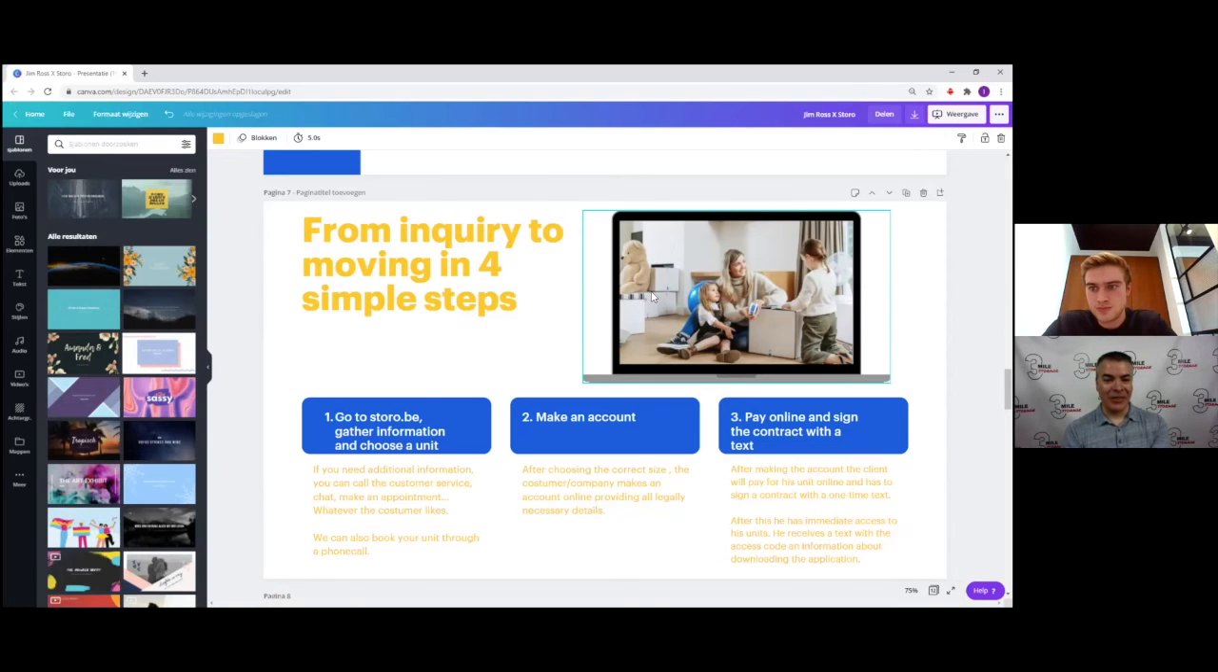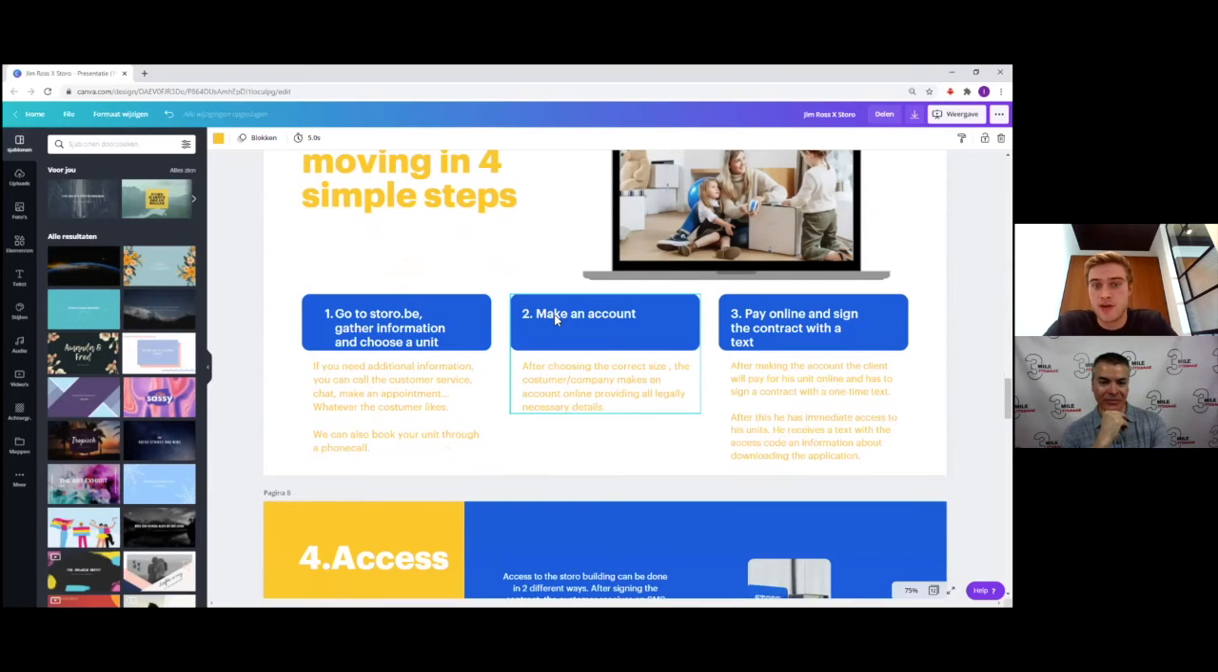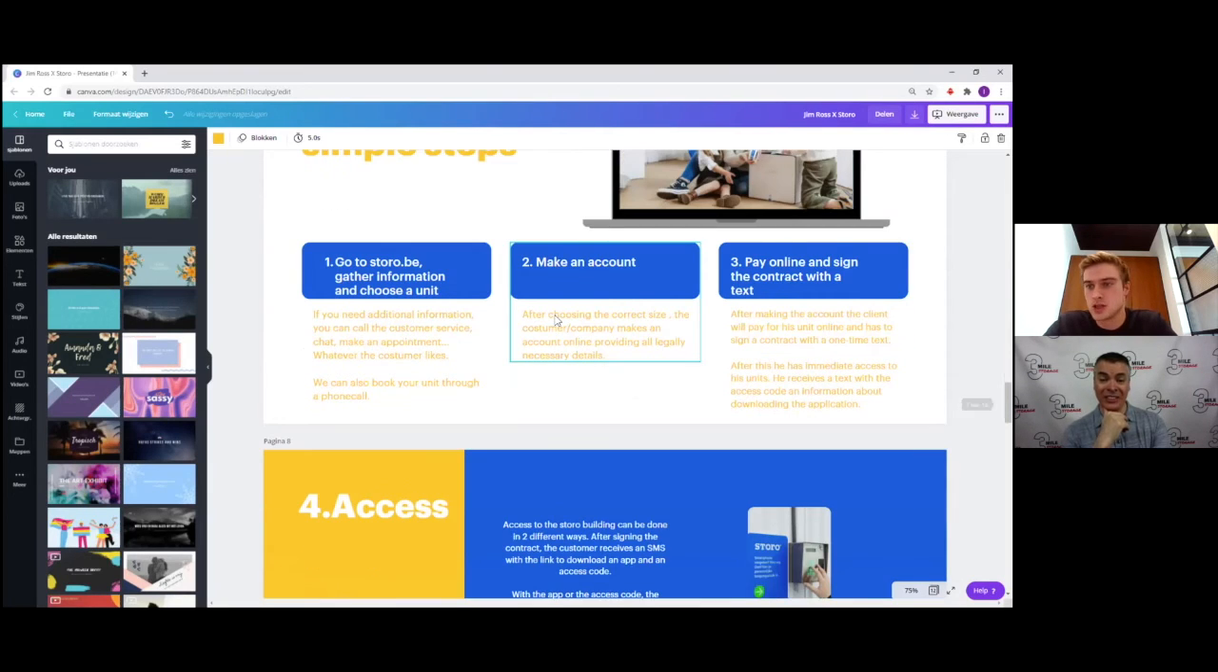That's great. So from inquiry to moving in, actually, I can be very short about this. You just go to the website, you choose your unit, you make an account, you pay online, sign the contract, and you have access. That's really short.